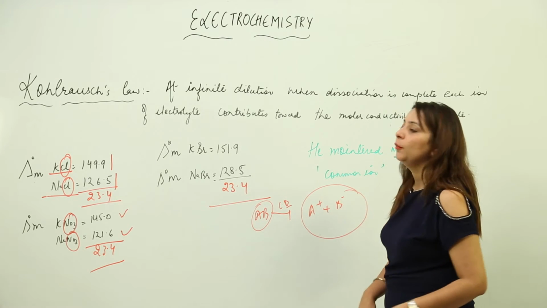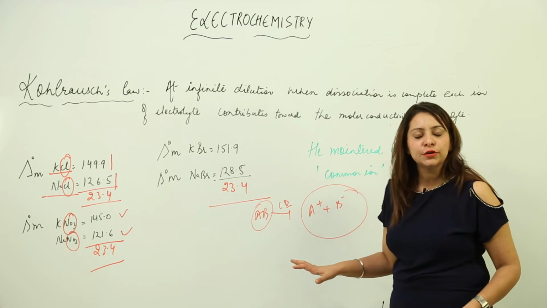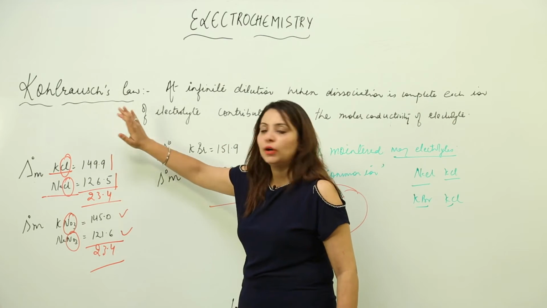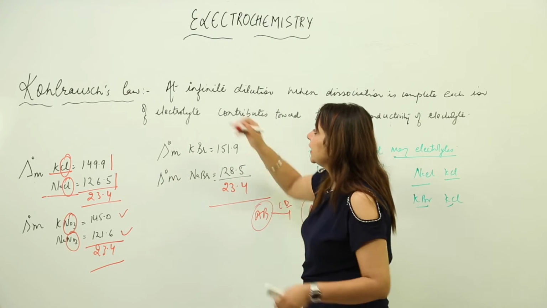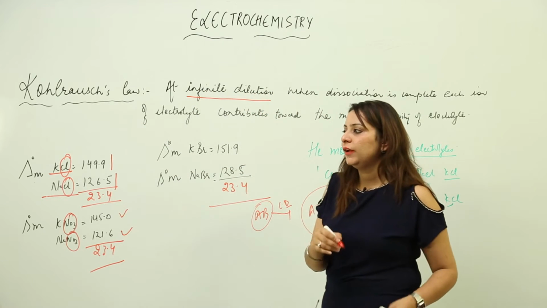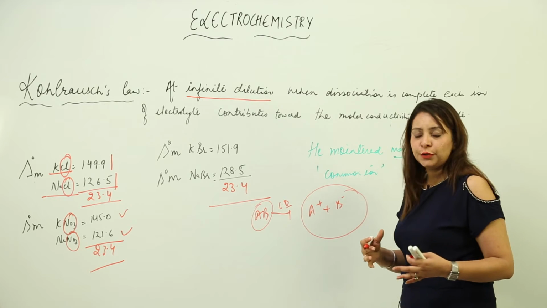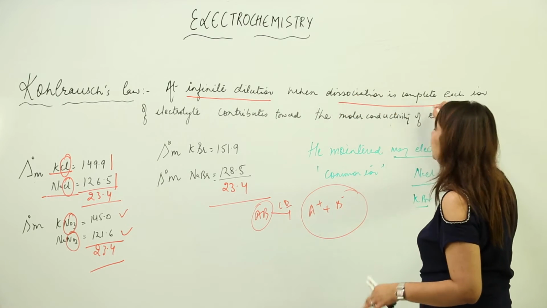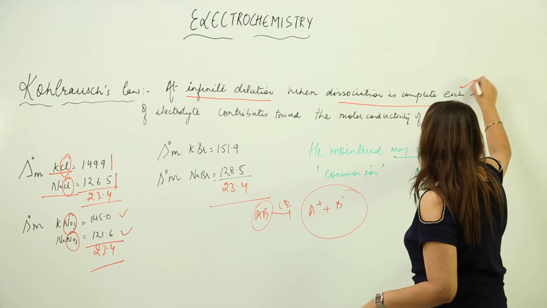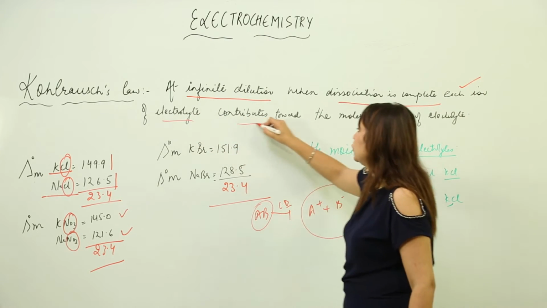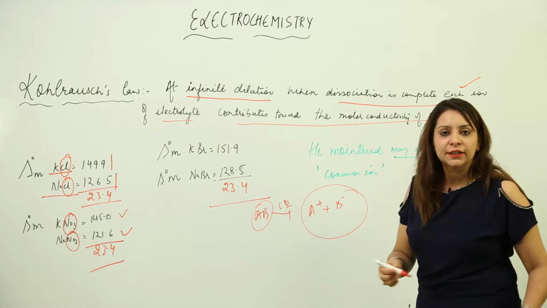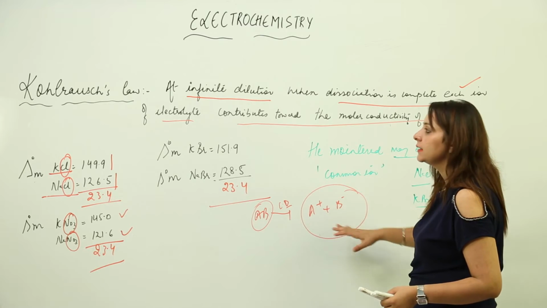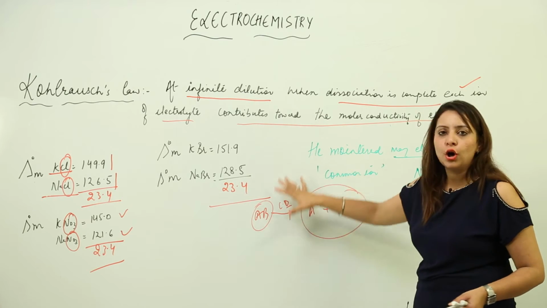So this whole set of conclusions led to the formulation of this important law, that is the Kohlrausch law. So let's see, what does it state? It states that at infinite dilution, that is, when you add a large amount of water to it so that there is less concentration, and when the dissociation is complete, then each ion of the electrolyte contributes towards the molar conductivity of the electrolyte, and the conductivity is the same. So this is the Kohlrausch law.